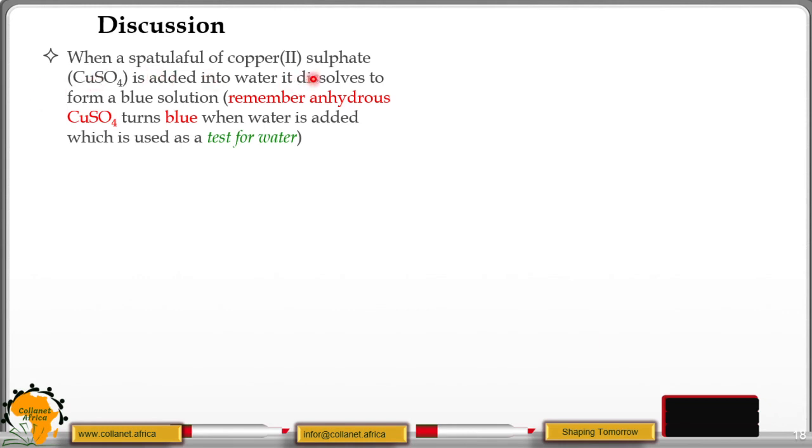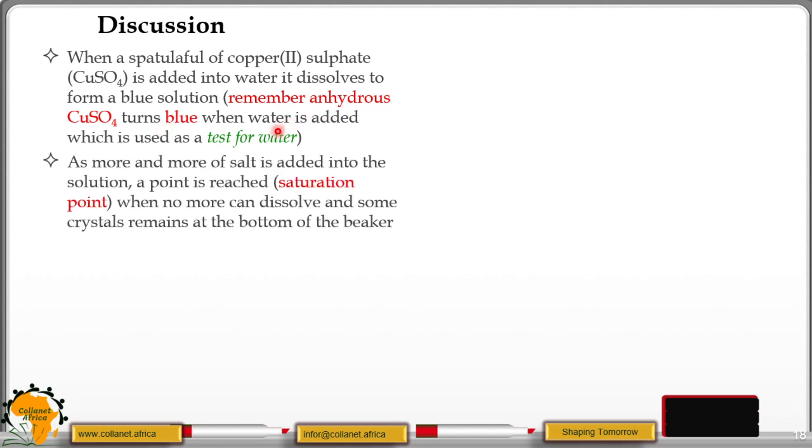When a spatula full of copper 2 sulfate is added into water, it is dissolved to form a blue solution. Remember, anhydrous copper 2 sulfate is normally used as a test for water. In other words, it turns blue when water is added.